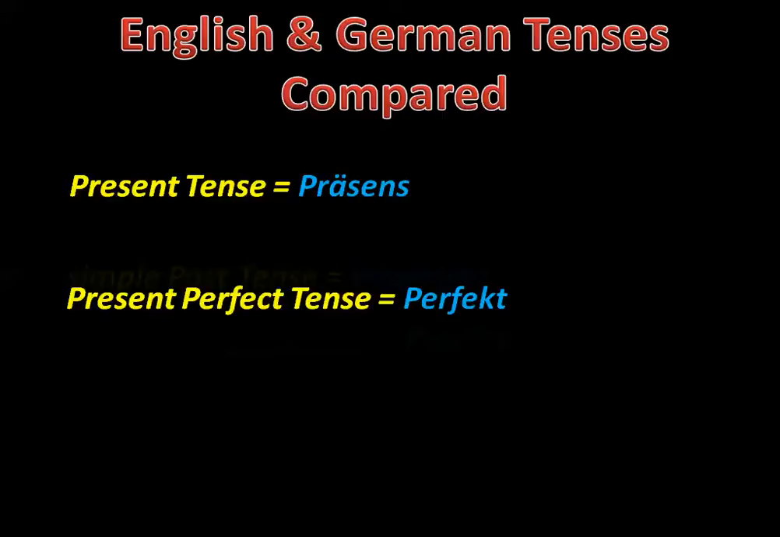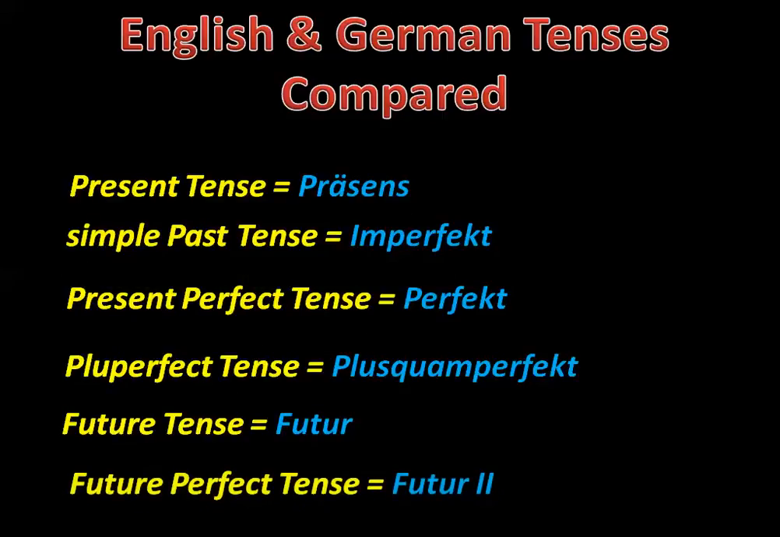Today we're going to compare the tenses in German and in English. We're just going to talk about these six tenses. In English, the present tense; in German, Präsens. Simple past tense or imperfect tense in English is the Imperfekt or Präteritum. The present perfect tense is in German the Perfekt. I've also heard for that one the conversational past tense in English. The pluperfect tense, in German the Plusquamperfekt. Future tense, which is Futur, and future perfect tense in English is Futur 2.